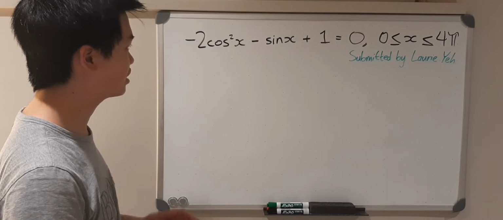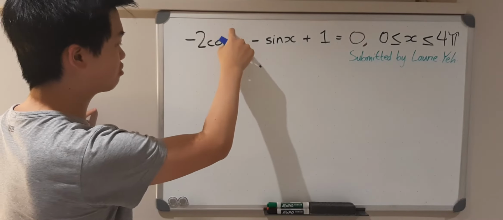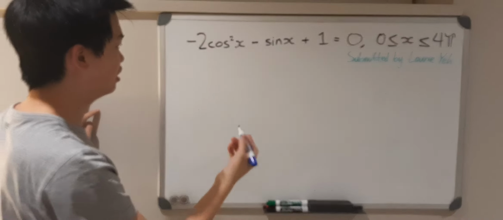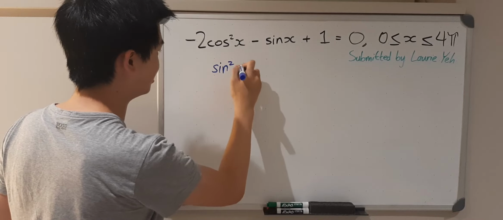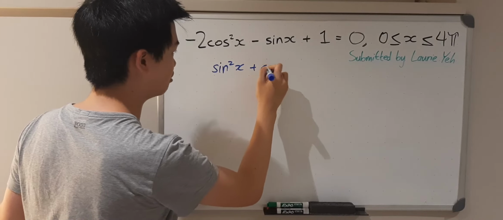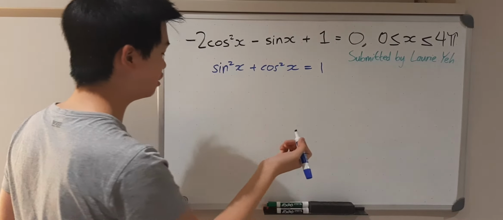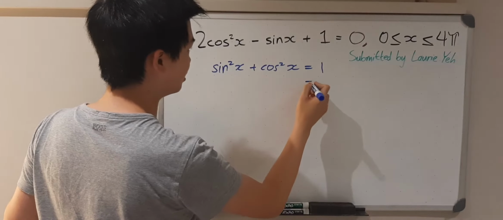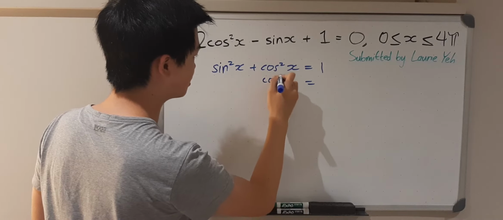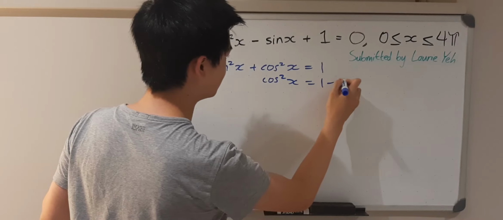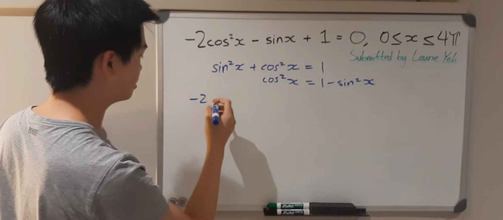Negative 2 cosine squared x minus sine x plus 1 equals 0. So first we want to get rid of this square because that's kind of hard to work with in this case. We know the Pythagorean identity, which is sine squared x plus cosine squared x is equal to 1. So we can isolate cosine squared x on one side, and we'll get cosine squared x equals 1 minus sine squared x.